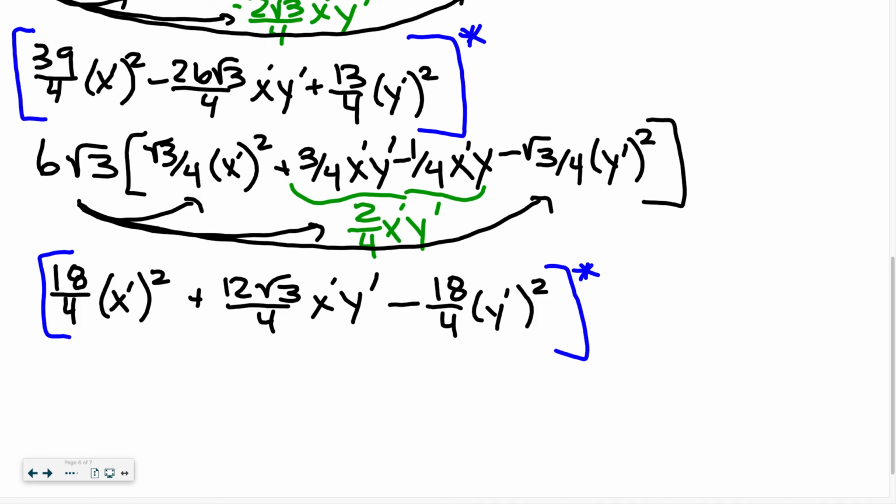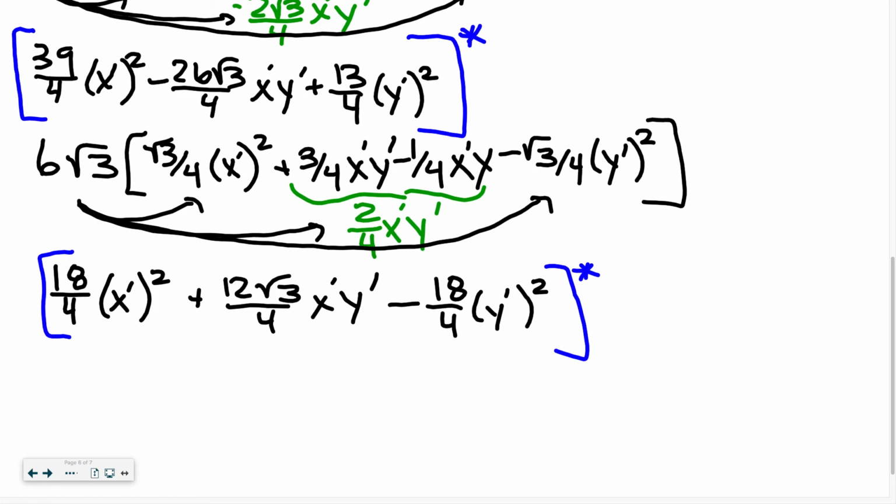So I have 39/4 plus 18/4, and then I'm going to get another one that's an x prime squared on my next one that I can combine. Notice what's happening with your x prime y primes. I had negative 26 square root 3 over 4. Now I'm adding 12 square root 3 over 4, so I'm up to negative 14 square root 3 over 4. In my next expansion, I know my x prime y prime has to be 14 square root 3 over 4. Otherwise, it's not going to work out.